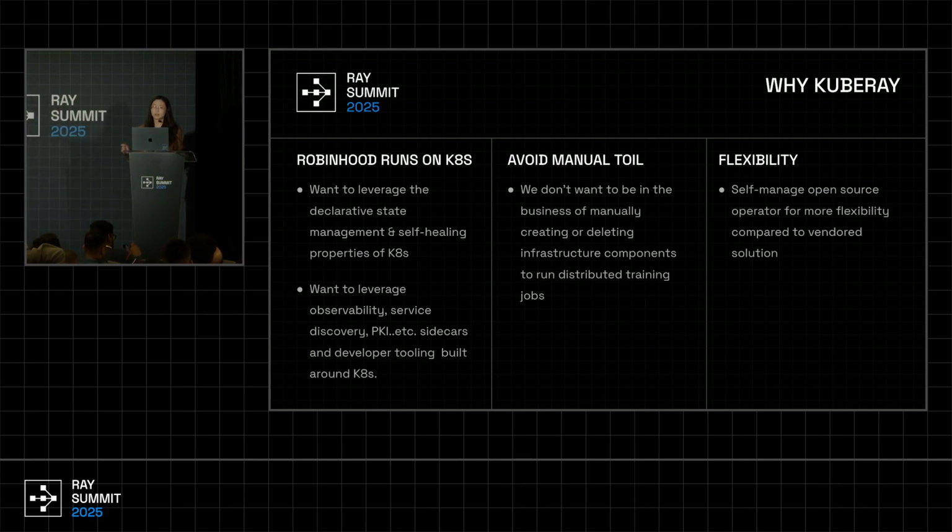So we chose KubeRay specifically because Robinhood runs on Kubernetes, and we know that whatever distributed training solution we come up with, we also want it to run on Kubernetes. We don't really want to be in the business of manually creating and tearing down VMs and setting up all sorts of networking, infrastructure components, et cetera. We also have a lot of internal integrations around observability, networking, auto-scaling, et cetera, built by other infra teams that are on Kubernetes.